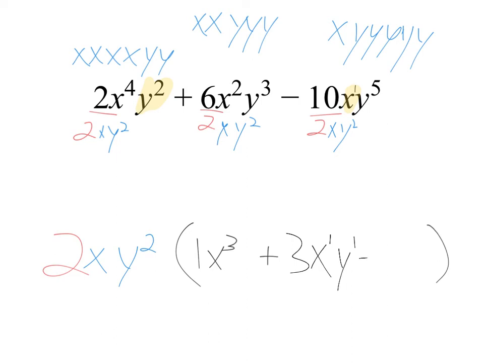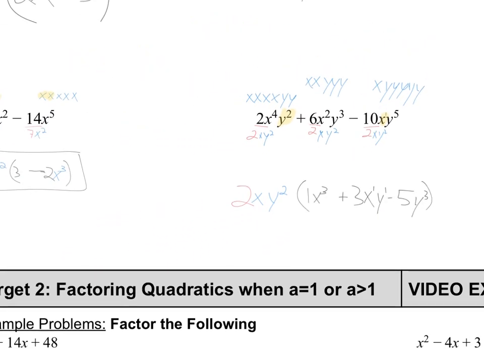Next term, 10 divided by 2 is 5. I don't have any x's because I divided it away, but I would have 3 y's left over. 3 y's left over. That would be our final answer. Yay! All right, last problem.